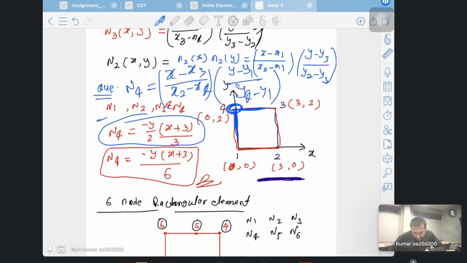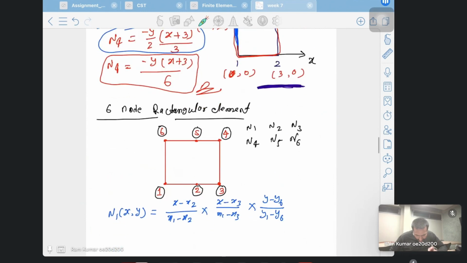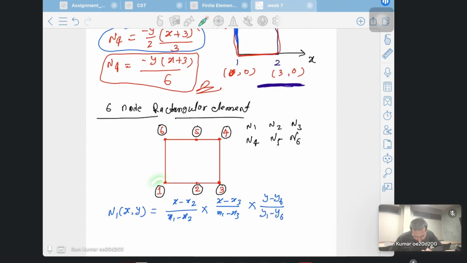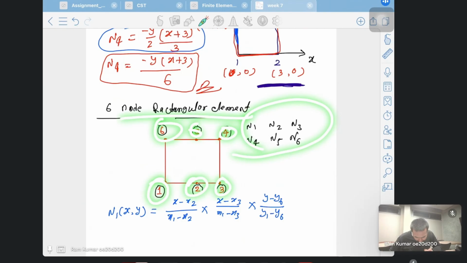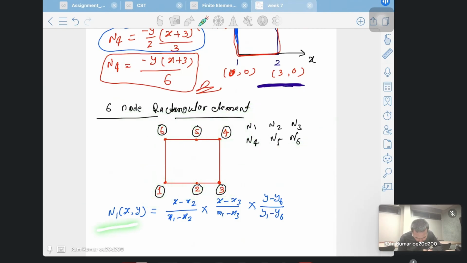Similarly, you can find n1, n2, n3, whatever you want, by simply putting that expression. This is not a big task, we just have to do it. Similarly, for example, we have 6 nodes, 1, 2, 3, 4, 5, 6. This is for a 6 node rectangular element. Then I want to find n1. So this will be our n1 x small n1, then n2.